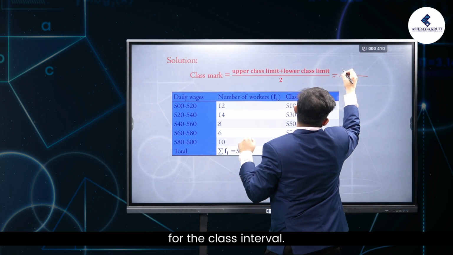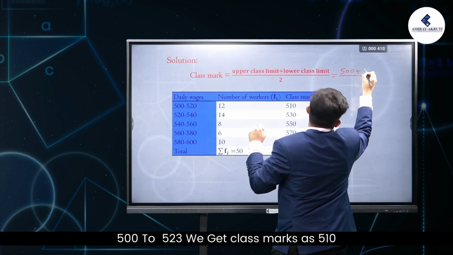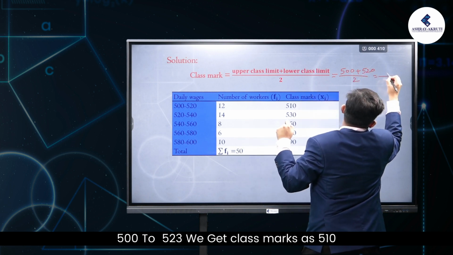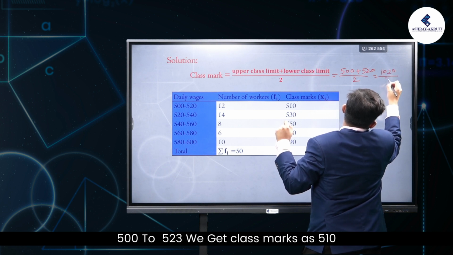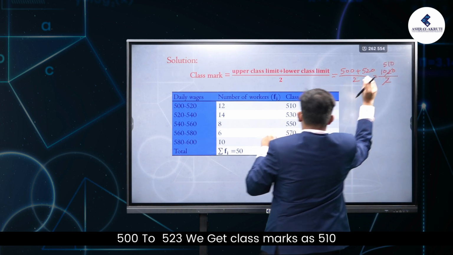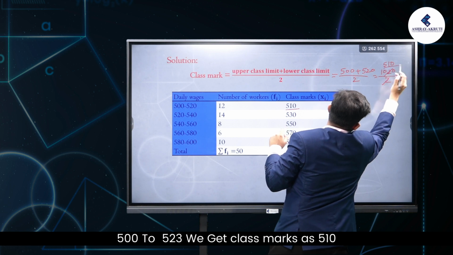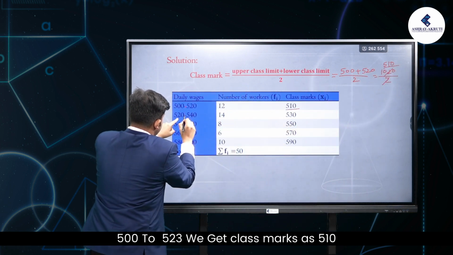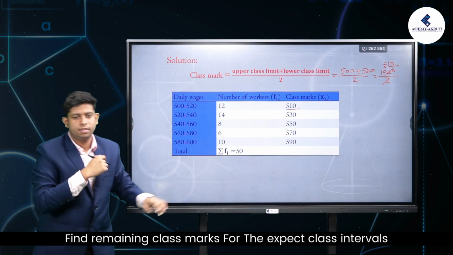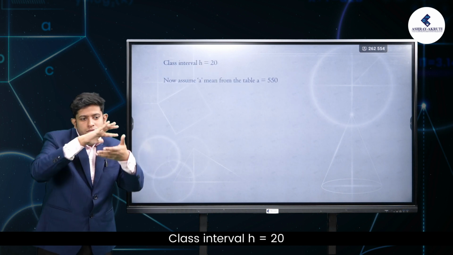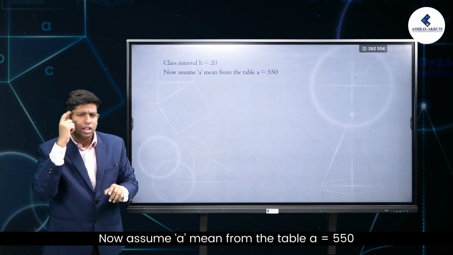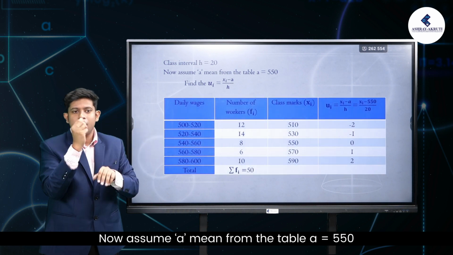For the class interval 500 to 520, we get class mark as 510. Similarly, find the remaining class marks for the respective class intervals. Class size h is equal to 20. Now assume a mean from the table. A is equal to 550.